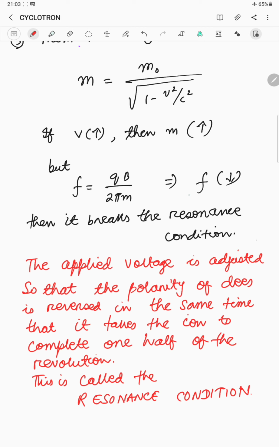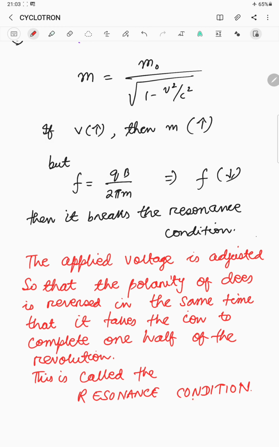But what we observe here is, if we go on increasing the velocity of the ion, the frequency decreases, which will not match the applied frequency for reversing the d's polarities, and the resonance condition will be broken. So these are the three important limitations of your cyclotron.